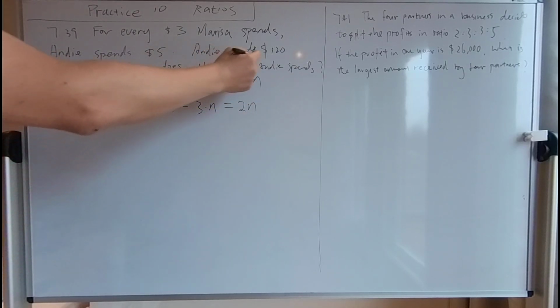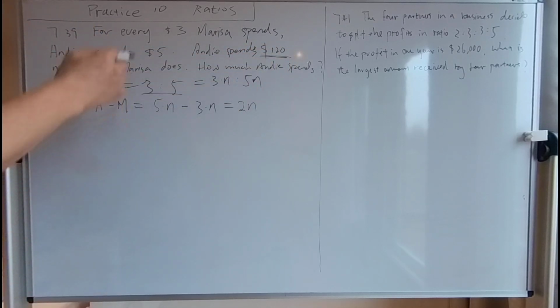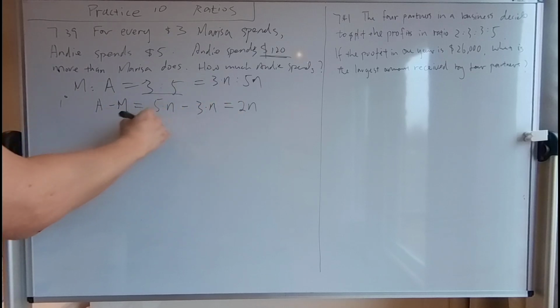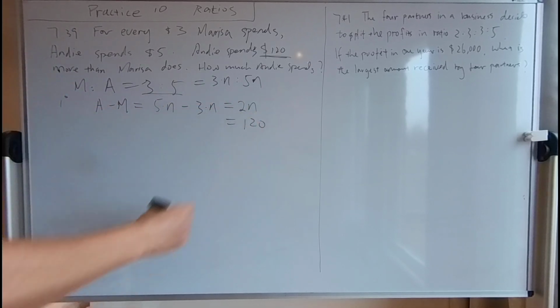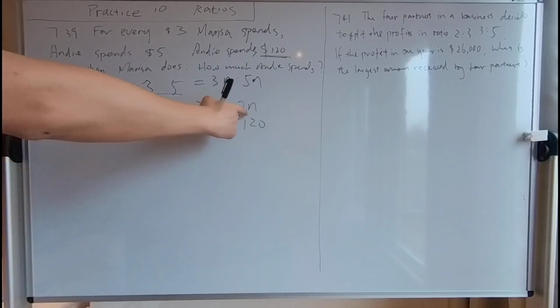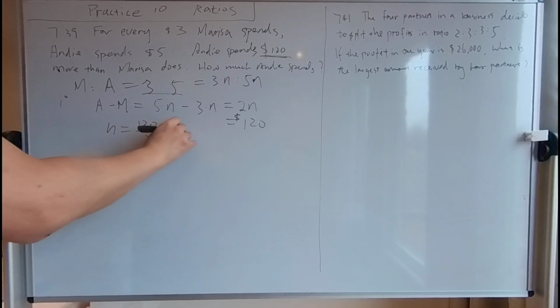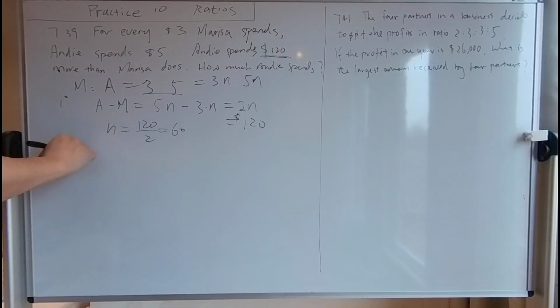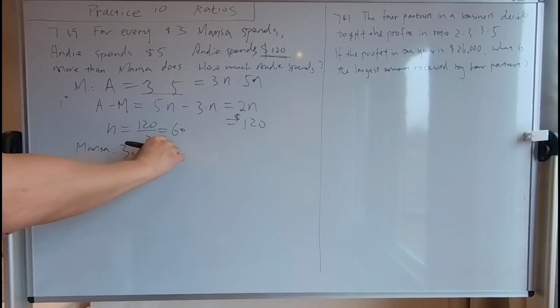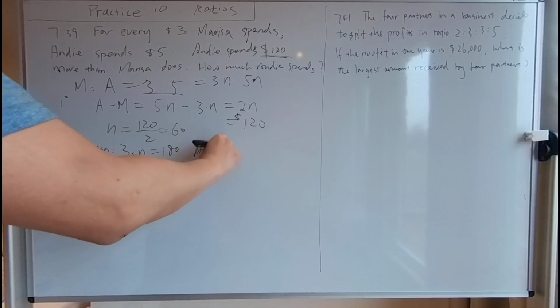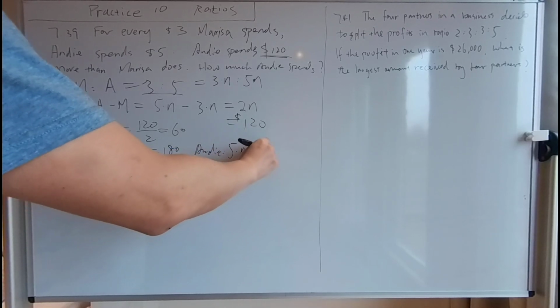Even though I don't know how much Andy spent or how much Marisa spent, I know the difference, which is $120. So that means this multiple n is 120 divided by 2, which is 60. Then Marisa spent 3 shares multiplied by n, which is 180, and Andy spent 5 times n, which is 300.